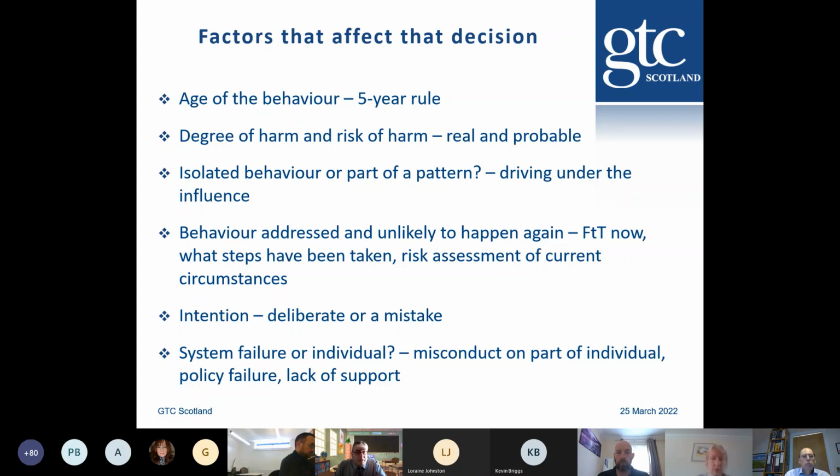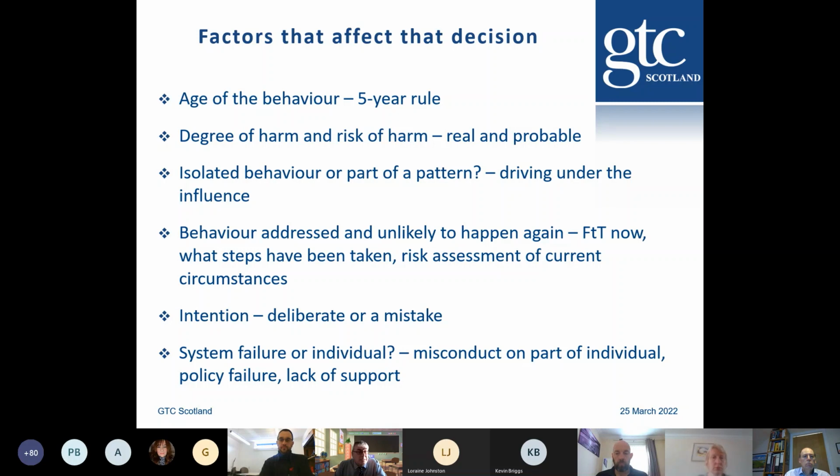Driving under the influence, for instance, may not be considered as serious if it's a one-off incident, which is totally out of character, even though it is a serious thing to do. But if it has happened more than once, it could be considered more serious. And if a student was in the car at the time, it may be considered even more serious again, because a student or young person could have been at risk of harm due to the lecturer's actions.